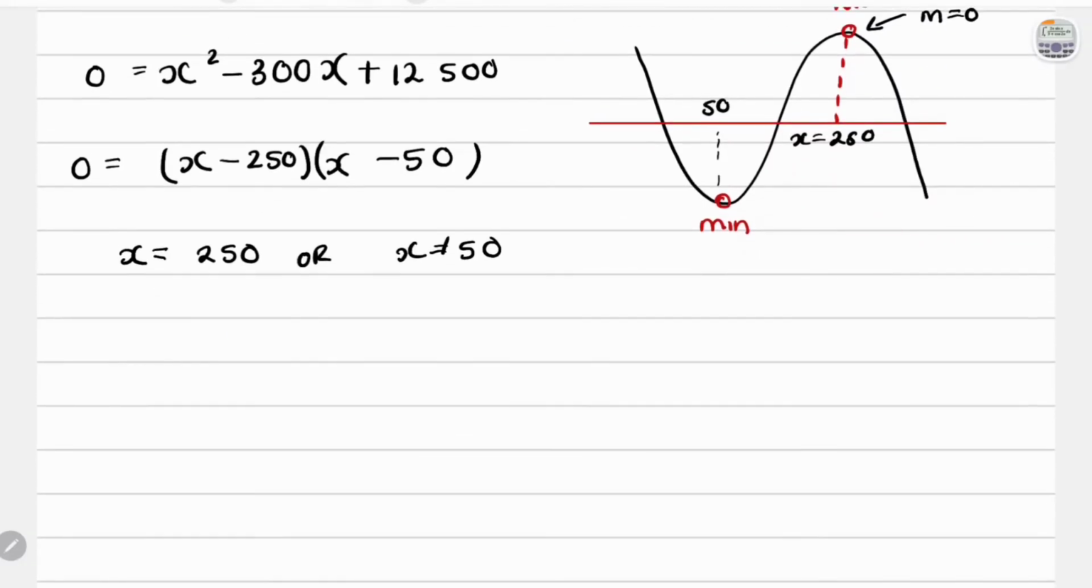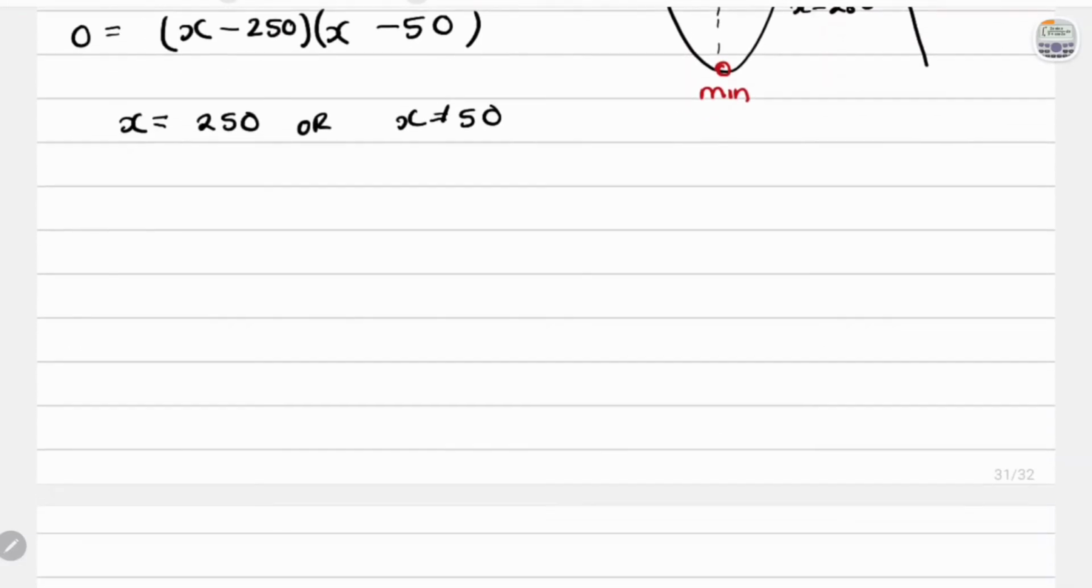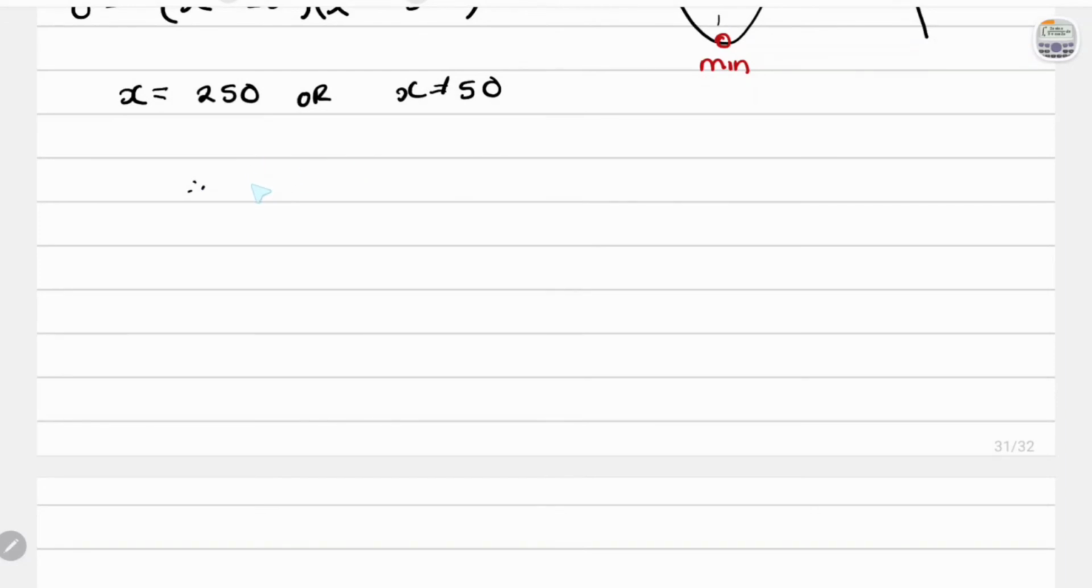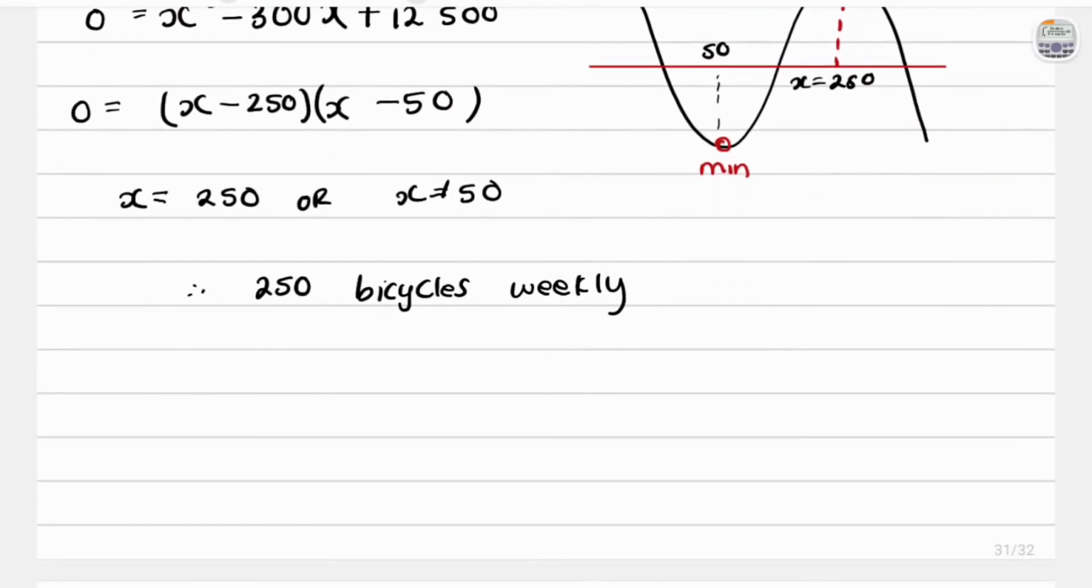We're taking this. So let's answer according to how they asked the question. The question is, what should the weekly production be to maximize the profit? They need to produce 250 bicycles weekly. Okay, so there we go. That is going to be our answer. And that is the final question for calculus. And we will finally, in the last video, move on to probability.